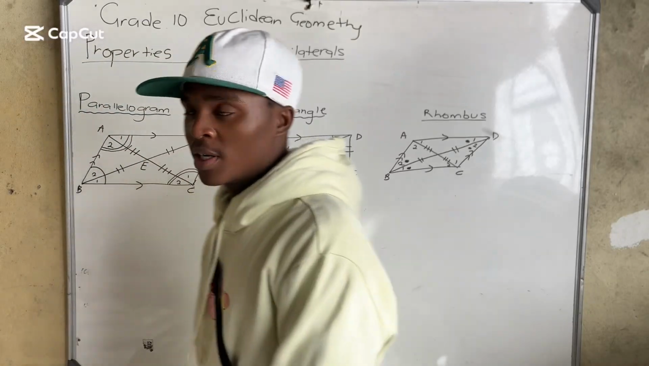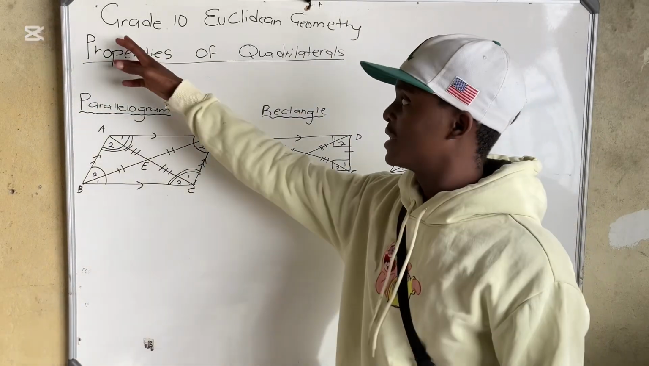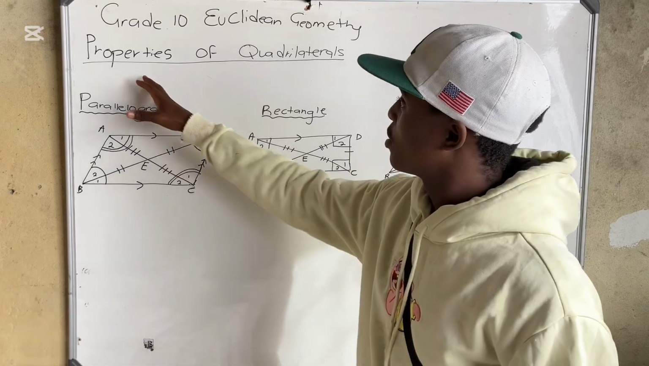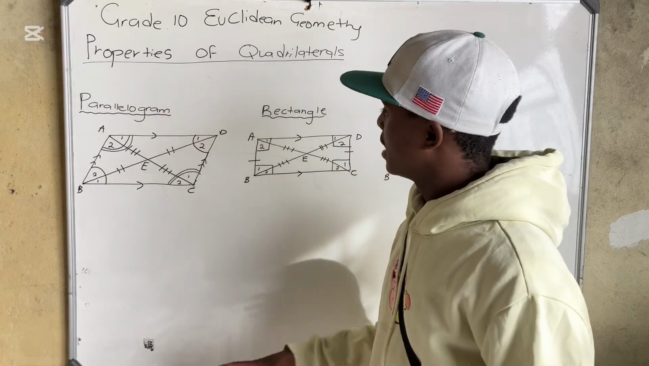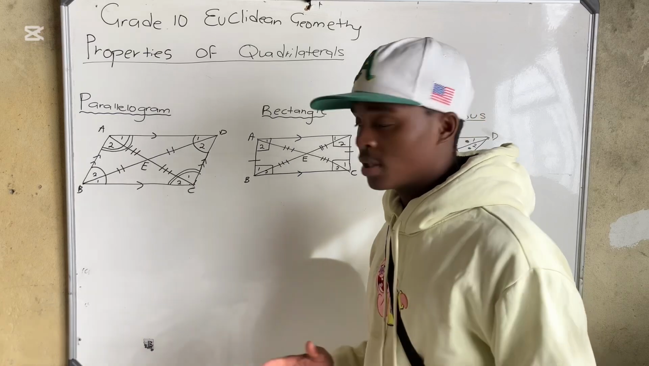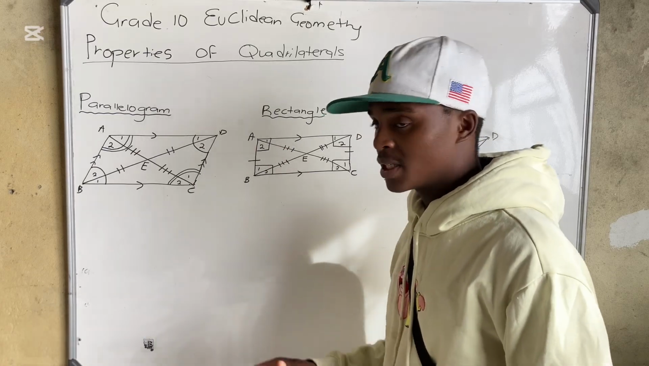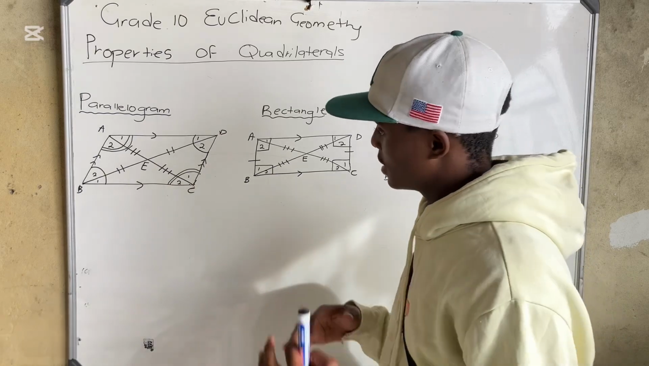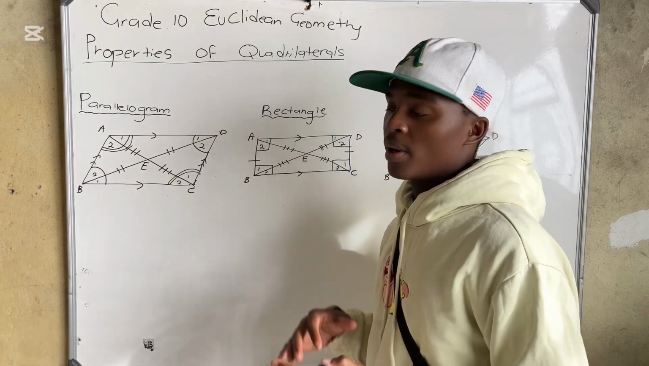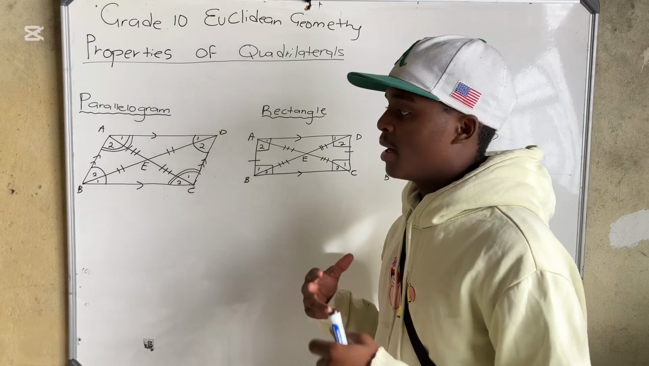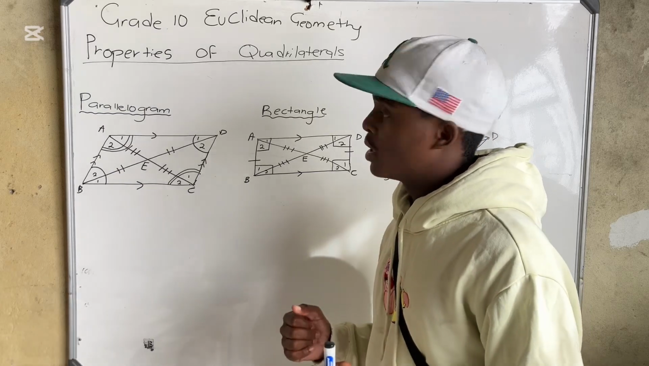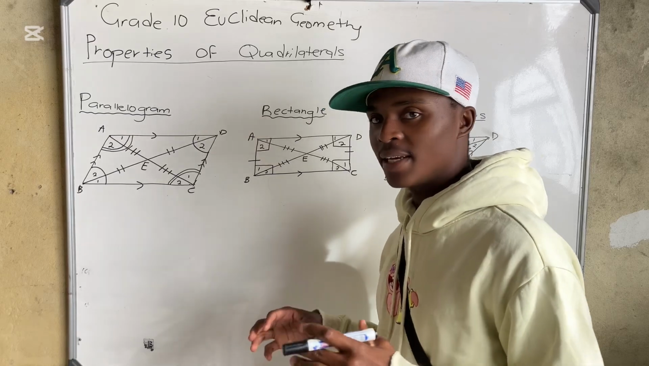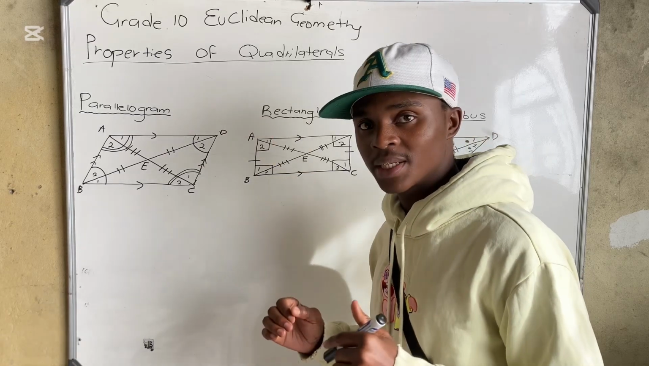Good day to everyone. Today we are doing grade 10 Euclidean Geometry. So we will be looking at properties of quadrilaterals. Mainly there are a lot of quadrilaterals that we're going to mention. It's not only these three. We have some more that we're going to add. We're going to do some questions and understand how to prove in this video. So make sure that you watch the video up until the end in order to understand Euclidean geometry.